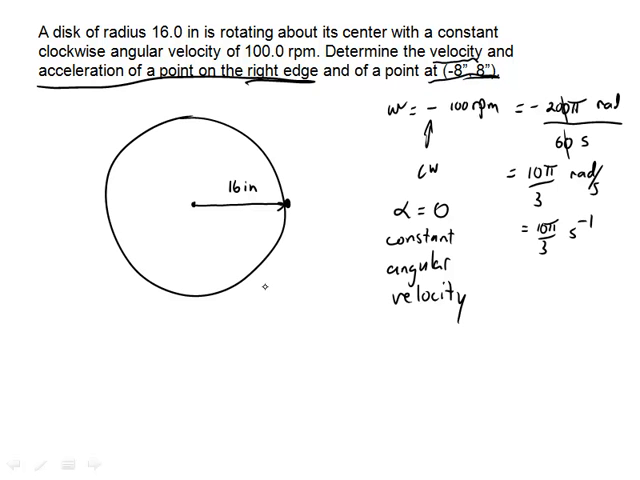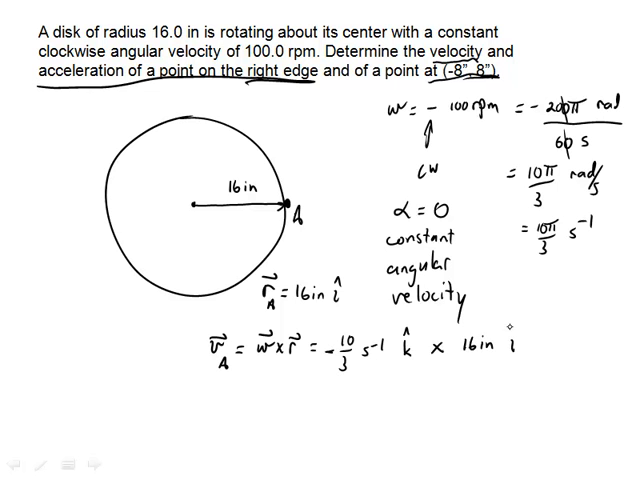So the position of that point, let's call that point A. So r sub A position is equal to 16 inches in the I hat direction. So to find the velocity of point A is equal to omega cross r, and that's going to be 10/3 pi seconds to the minus 1. Now it's a vector quantity, so it's in the k hat direction, and minus because it's clockwise, and I cross that then with 16 inches in the I hat direction.